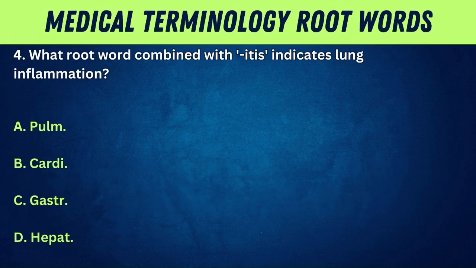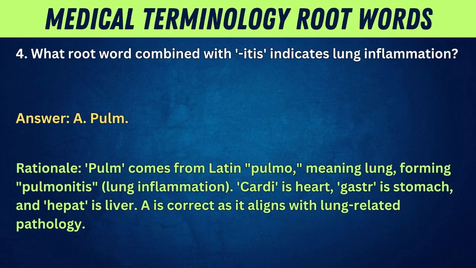4. What root word combined with itis indicates lung inflammation? A. Pulm. B. Cardi. C. Gaster. D. Hepat. Answer: A. Pulm. Rationale: pulm comes from Latin pulmo, meaning lung, forming pulmonitis, lung inflammation. Cardi is heart, gaster is stomach, and hepat is liver. A is correct as it aligns with lung-related pathology.